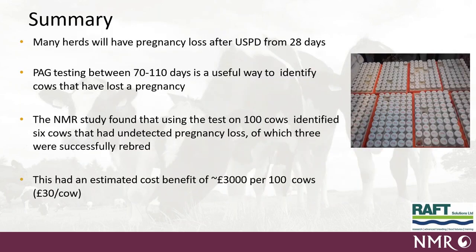So to wrap up, many herds will have a pregnancy loss after early pregnancy diagnosis. Using the PAG test between 70 and 110 days, we found in our study was a useful way to identify those cows that have lost a pregnancy. Importantly, identifying those enables those cows to come back into the breeding cycle and be successfully rebred and retained in the herd.